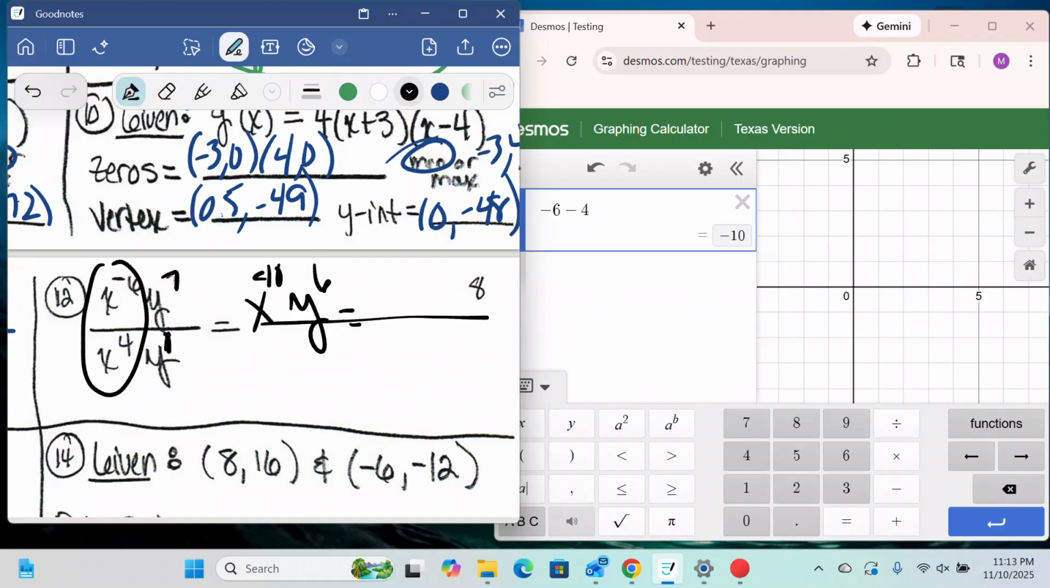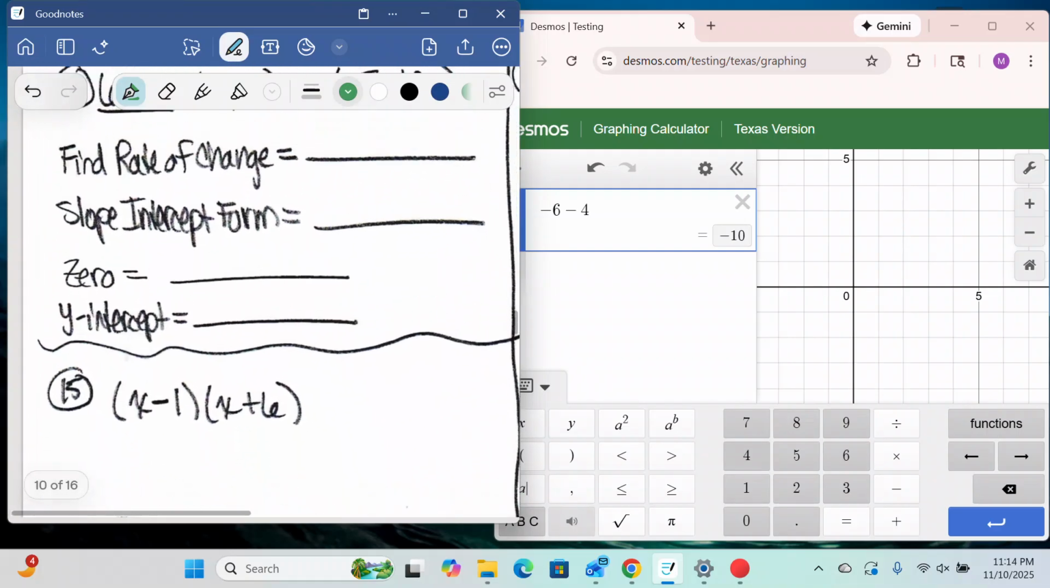But once again, I cannot have a negative exponent. So this is a negative 10. I want to have a positive exponent. So once again, I'm going to throw it to the denominator, and I'm going to put it on the bottom, x to the 10, and y stays on the top as positive, and that is my answer right there. Y to the 6 all over x to the 10th.